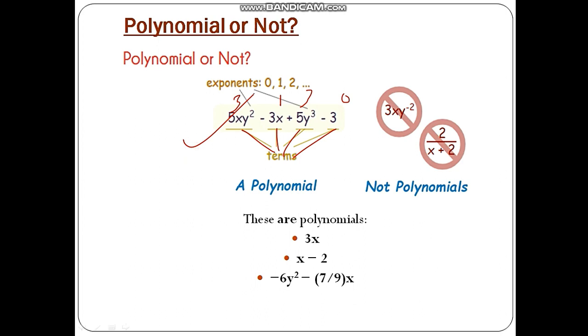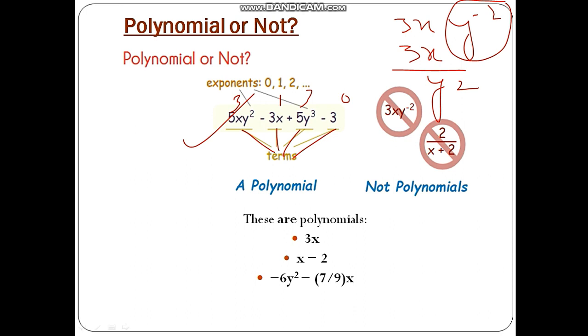But here, if we have 3xy minus 2, it is y raised to the power minus 2. A negative exponent is not acceptable in a polynomial. When we write it, the variable comes in the denominator, so this will not be considered a polynomial. In the same way, in this one, you can see 2 by x plus 2. This is not a polynomial.